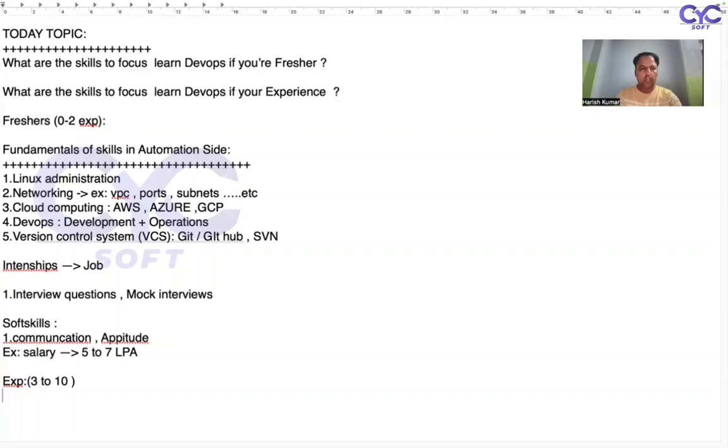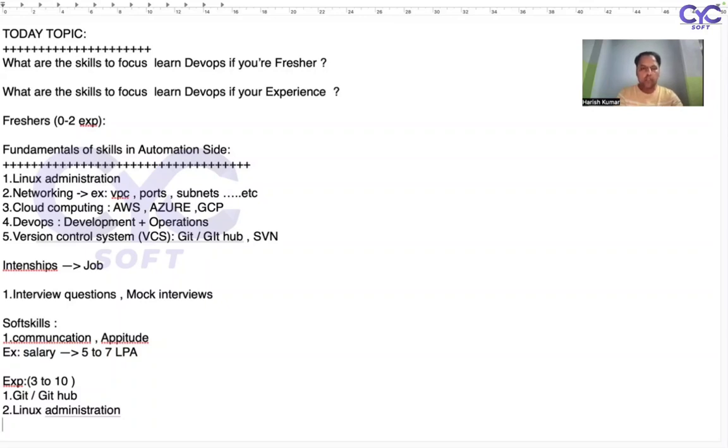The first one is Git and GitHub repository. The next one is Linux administration, guys. Those who have already learned the development side, that is Git and GitHub repository, the next one you have to learn fully is Linux administration. You need to learn Linux administration completely.